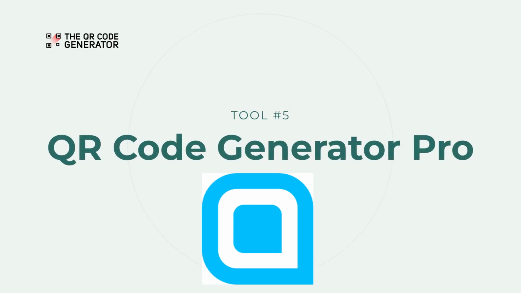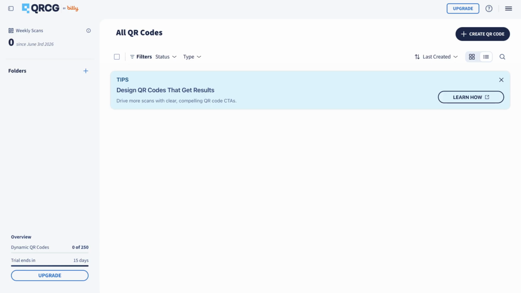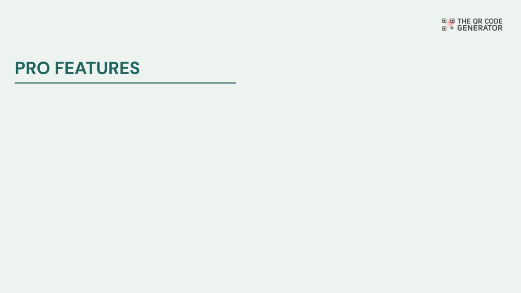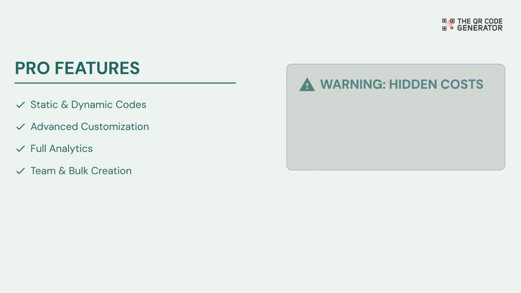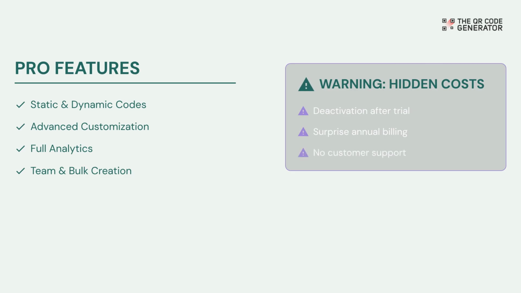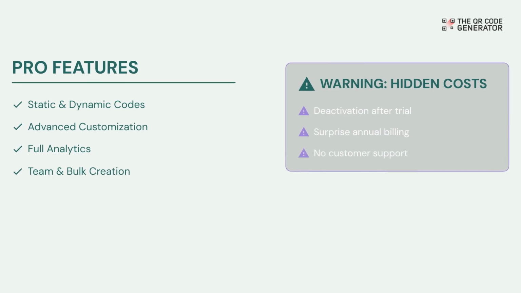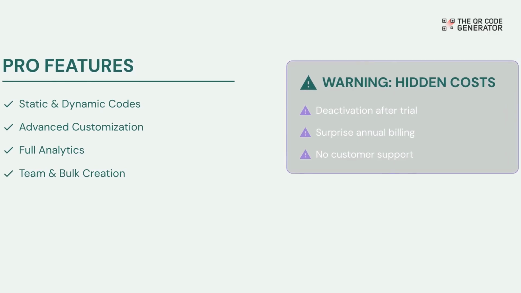The fifth tool is QR Code Generator Pro. It is a trial-based paid service that allows you to create QR codes for free during the trial period of 14 days. The platform is professional grade, supporting both static and dynamic QR codes, customization, analytics, team collaboration, and bulk creation. The downsides are codes get deactivated after the trial without clear warning, surprise annual charges when users believed they were on a monthly plan, and no accessible customer support. This platform also powers QR Code Monkey's backend, which explains the redirect issues mentioned earlier.